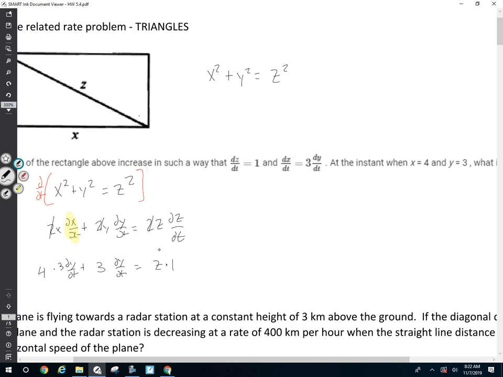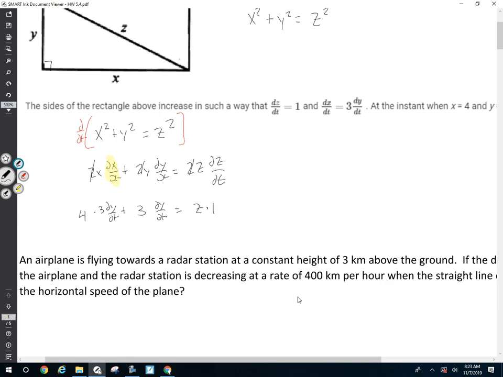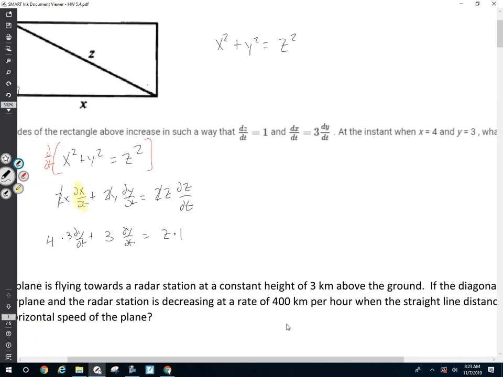But I'm missing a piece of information here. I guess I want to find dx/dt. I probably should have gone with 1/3 dx/dt is equal to dy/dt. Probably would have gone with that. So let's change this to 1/3 dx/dt. See how that's going to work out nicely.